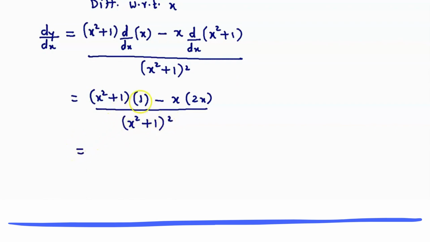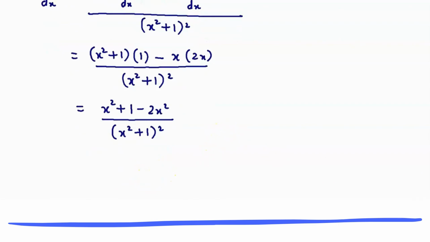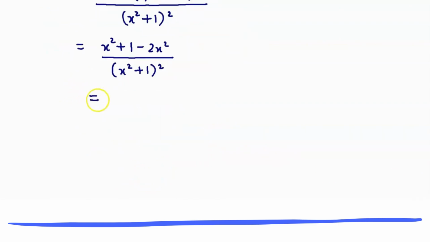Now let us simplify this. Now 1 into x square plus 1 gives x square plus 1 and x into 2x, so we have negative 2x square divided by x square plus 1 the whole square. Now if we simplify this further, we get dy by dx as, now this 1 remains as it is. Now x square minus 2x square is minus x square. So in the numerator we have 1 minus x square upon x square plus 1 the whole square. So this is the value for dy by dx.